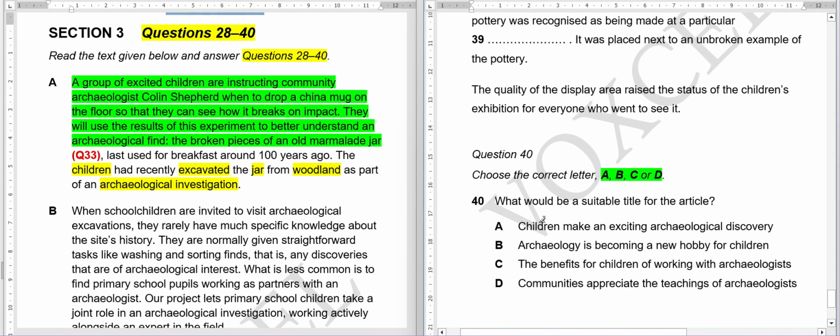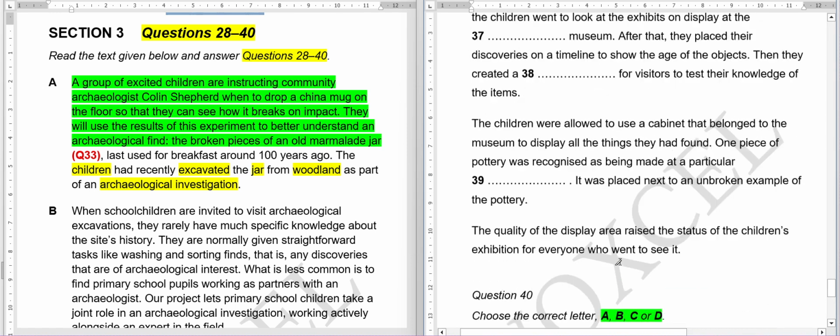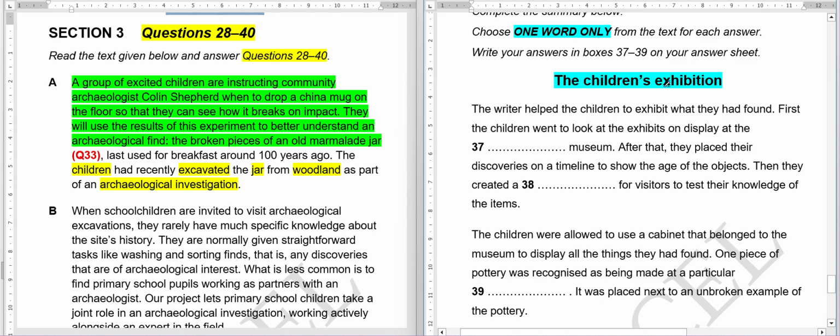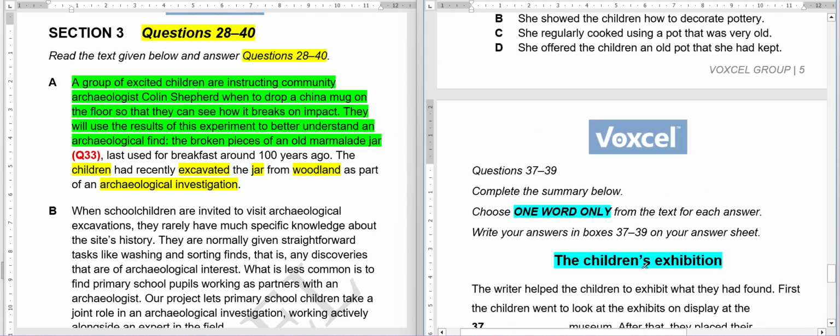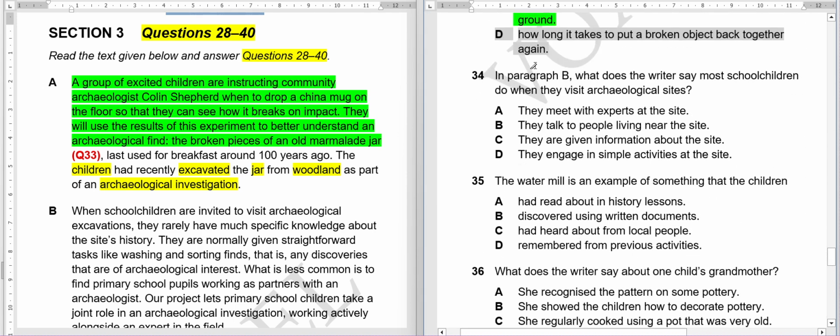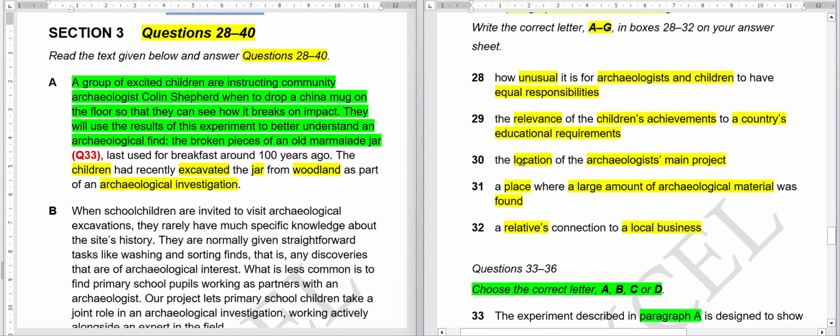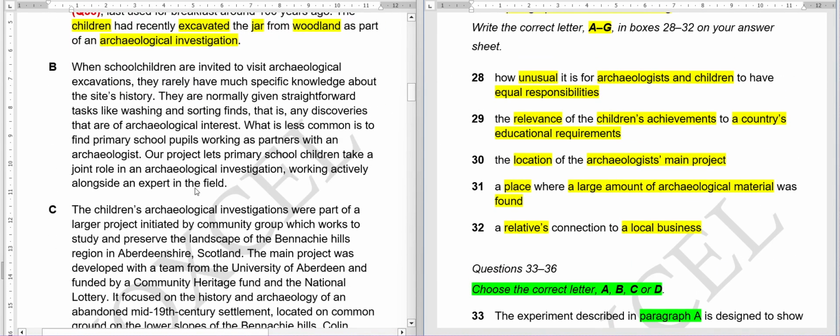And question 40, what would be a suitable title? Now if we are talking about a suitable title, we do not have to revisit this question again and again. Why? Because we will be able to correctly answer this particular question after reading all these 7 paragraphs. So we will be able to understand everything. That's why after reading the entire passage we will come to this particular question. These other questions we have to do simultaneously for every paragraph, when we find any information regarding children's exhibition, and obviously this is in paragraph B.